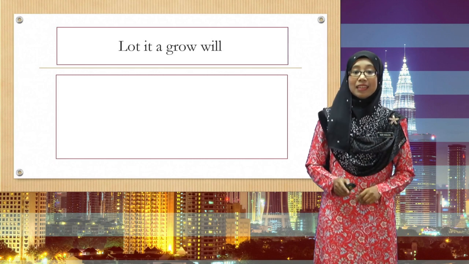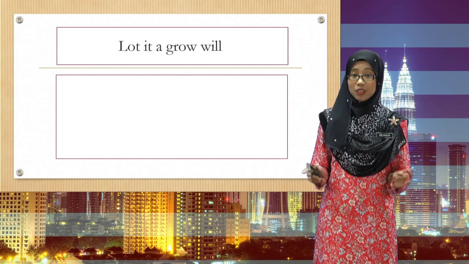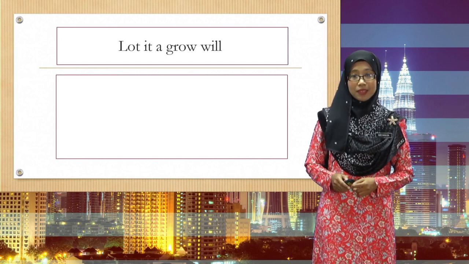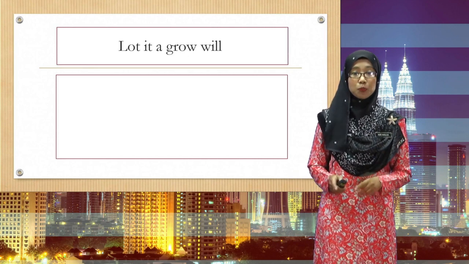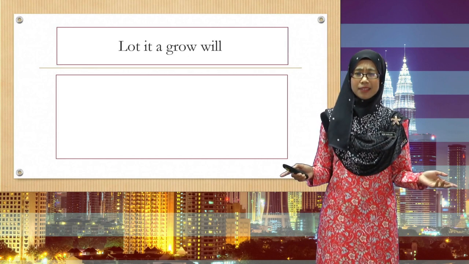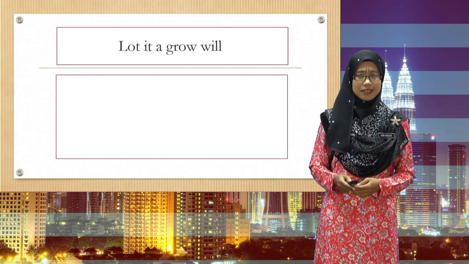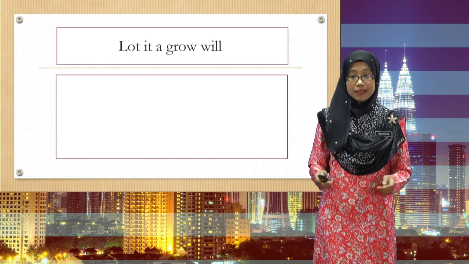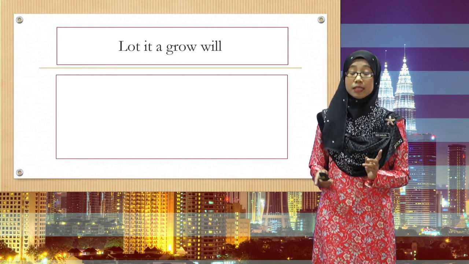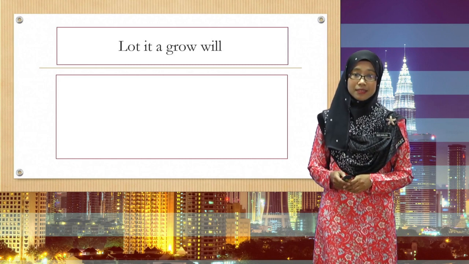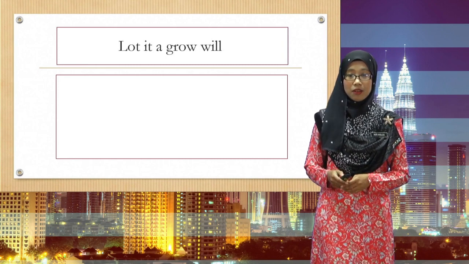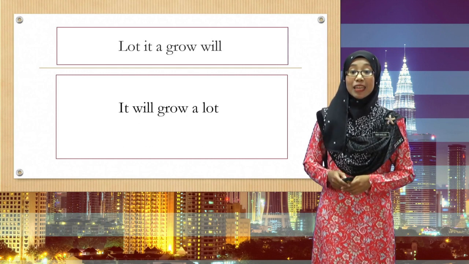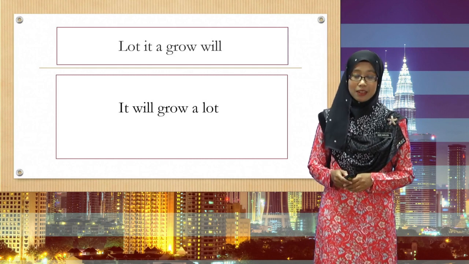Yes, it is the subject. It is pronoun for animals, things, or places. After subject, we need to put the verb. But what is the verb in this sentence? Yes, will is the verb in this sentence. It is a verb in simple future tense. Can you read the correct order of the words? Yes, it will grow a lot.